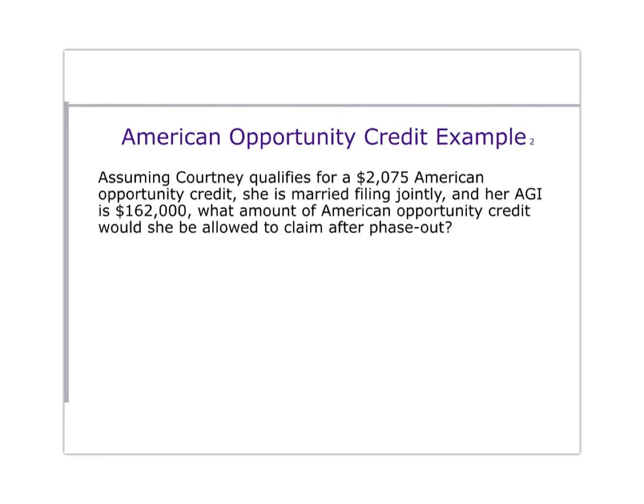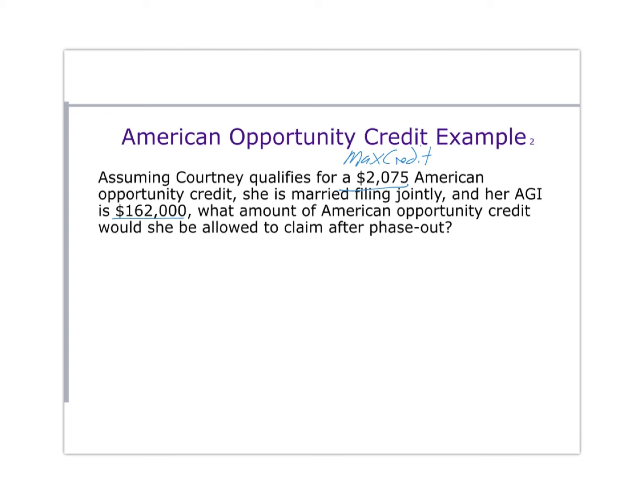So max credit before phase out is $2,075. Now, I don't remember if I've got the other information. Ooh, I do. Okay, so we've got this as her max credit. I forgot that I had split this up on two different slides. And we know she's married filing jointly, and we know her AGI is $162,000.